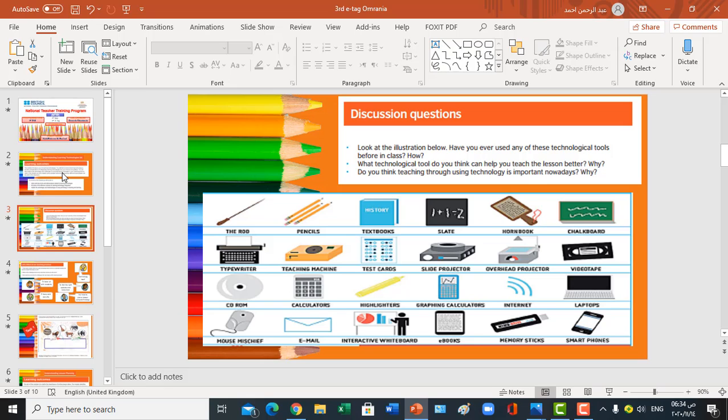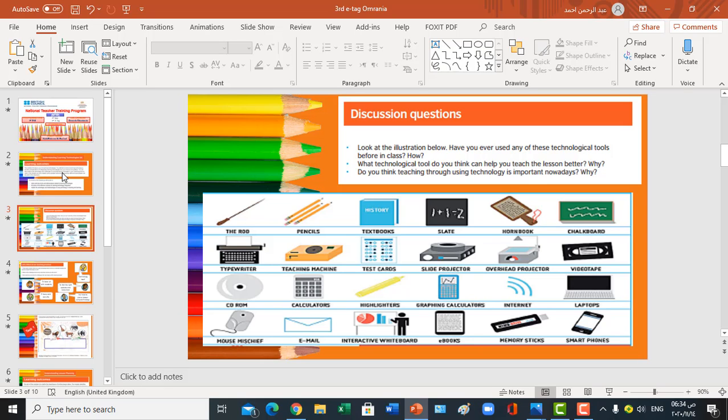Teaching machine. A teaching machine was a machine, something like a computer nowadays, that gives instructions to students according to a graded program, reacting to their responses. When the students gave the correct answer, the machine said, "Good, excellent, well done," and so on. Some programs nowadays use the same technique but in a modern way. Test cards are like those used in the international exams like TOEFL and IELTS and so on.